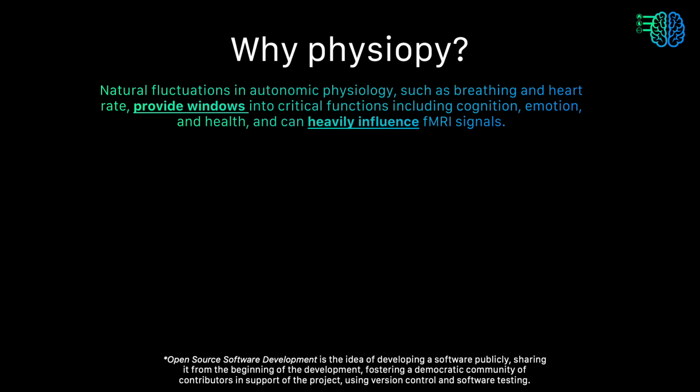A little bit of background. Why do we need Physiopy? As we investigate physiology concurrently with functional magnetic resonance imaging, we are presented with a unique perspective. Natural fluctuations in autonomic physiology, such as breathing and heart rate, offer valuable insights into critical functions like cognition, emotion, and health. However, these physiological signals can also significantly influence fMRI signals. Given this relationship, it becomes crucial for us to study physiology in parallel or effectively account for its influence on fMRI data.